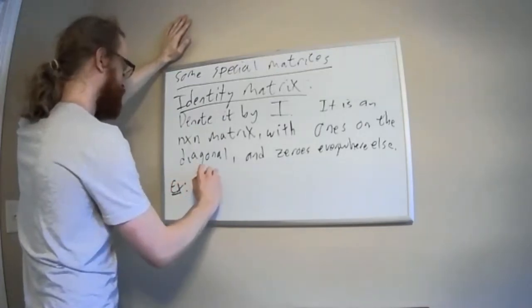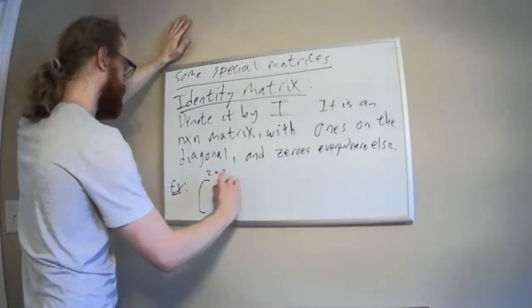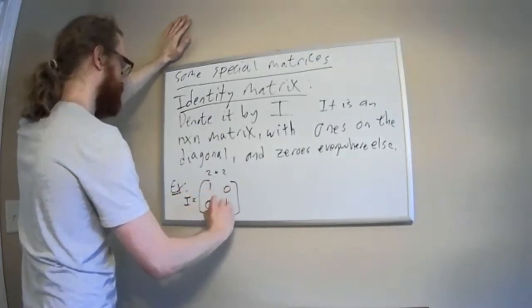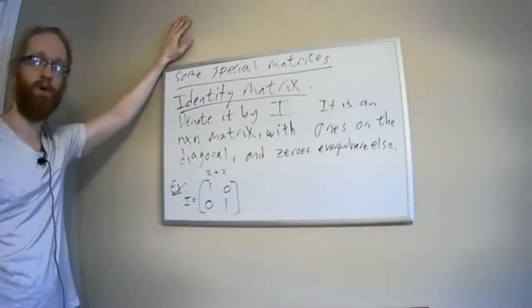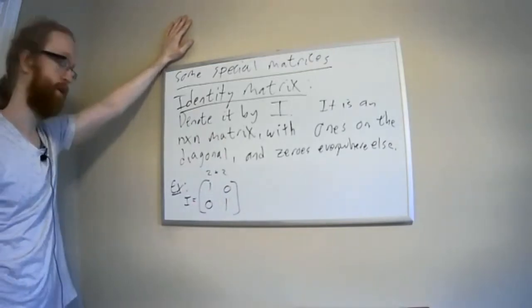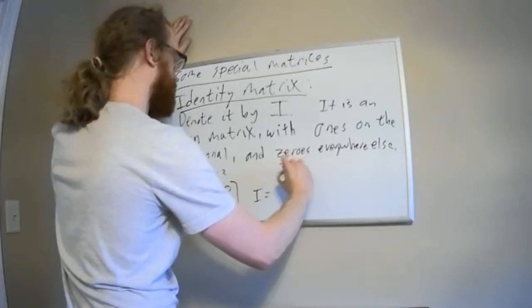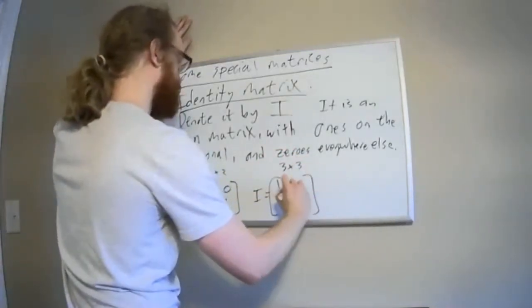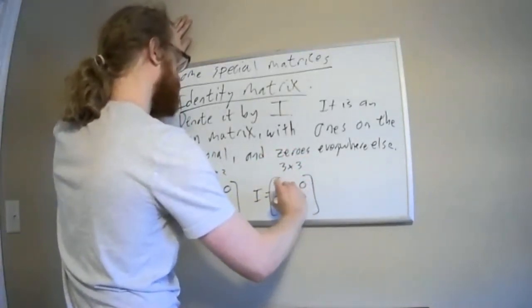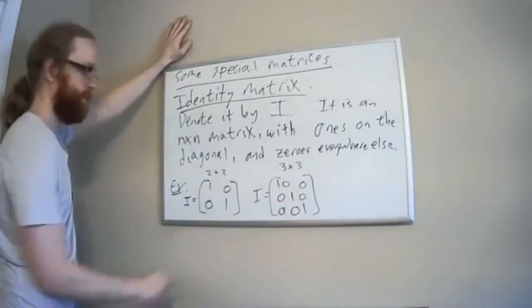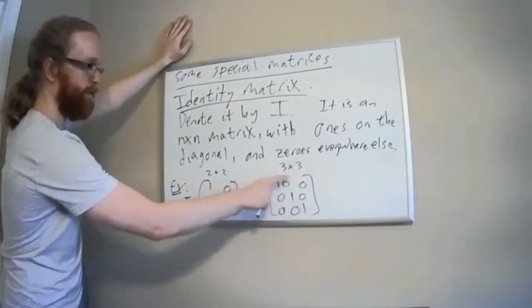So in the case of a 2 by 2, the identity matrix is going to look like this. 1, 0, 0, 1. That's the 2 by 2 identity matrix. Here's the 3 by 3 identity matrix. 1, 0, 0, 0, 1, 0, 0, 0, 1. This guy here. Again, ones going down diagonally like this, and then everything else is 0.